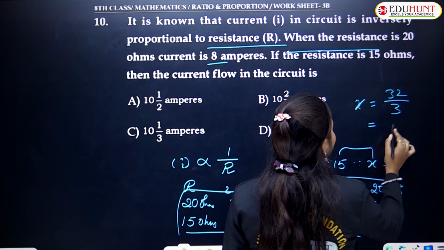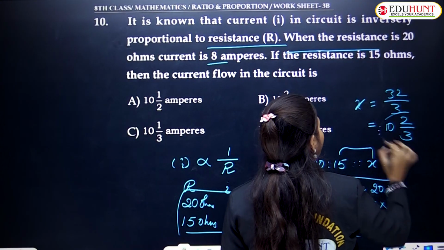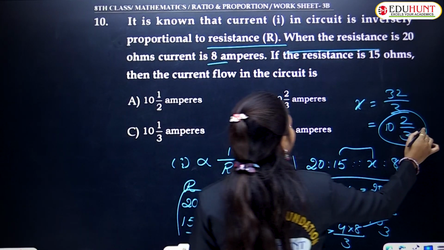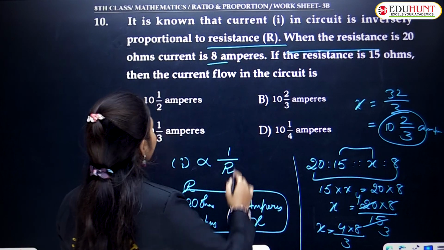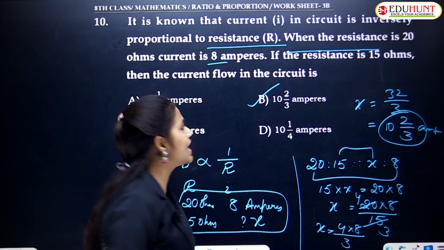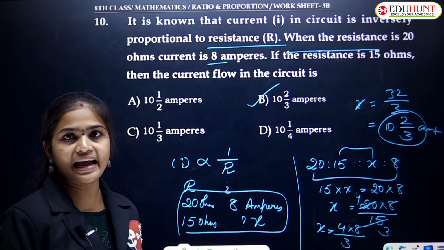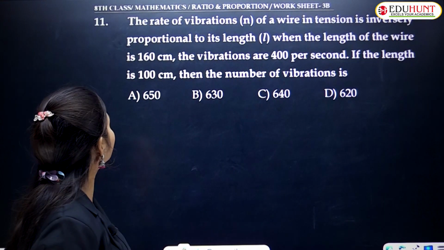So for this one, 3 10s are 30, and here 2 by 3. 10 and 2 by 3 amperes is the correct answer. Okay, so which option is correct here? Yes, option B is correct. 3 into 10 is 30, 30 plus 2 is 32 by 3 amperes. Am I clear? Yes. So see here, next, the 11th question.